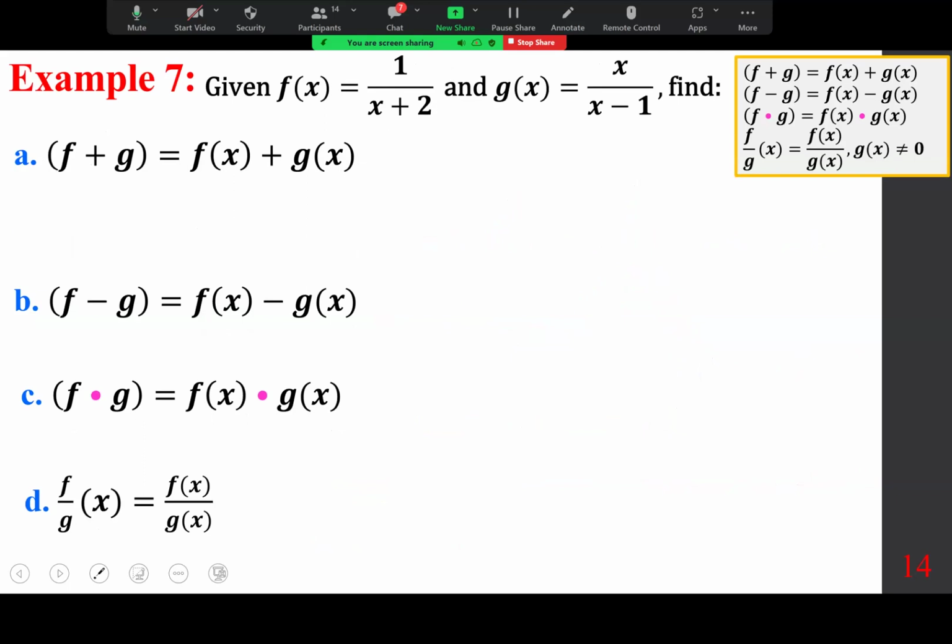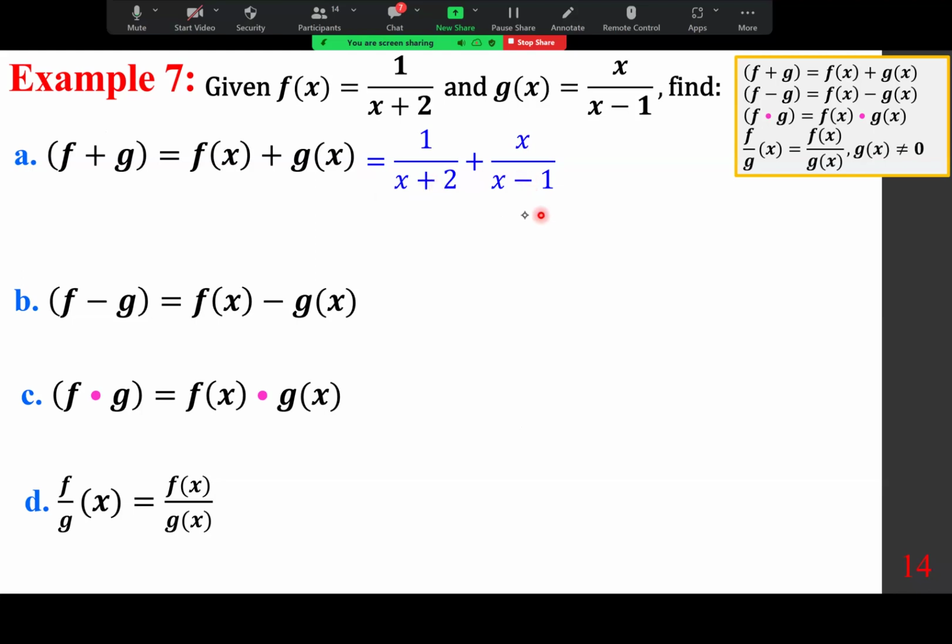Example 7, given f of x equals 1 over x plus 2 and g of x is x over x minus 1, we are repeating the previous example with different functions. So first, f of x plus g of x is just adding the two rational functions. Notice, to add any two fractions, we need the LCD, the least common denominator, which is the product of x plus 2 and x minus 1.